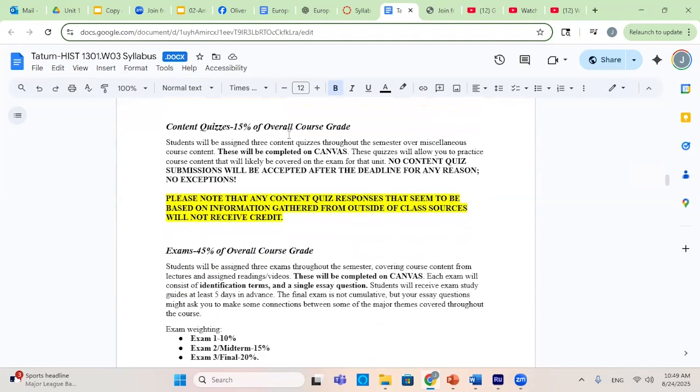And then you'll have content quizzes. These are kind of your big quizzes leading up to the exams. These are essentially a preview of the exam. You'll see some of the exact questions that might show up on the exam. These will be completed on Canvas.